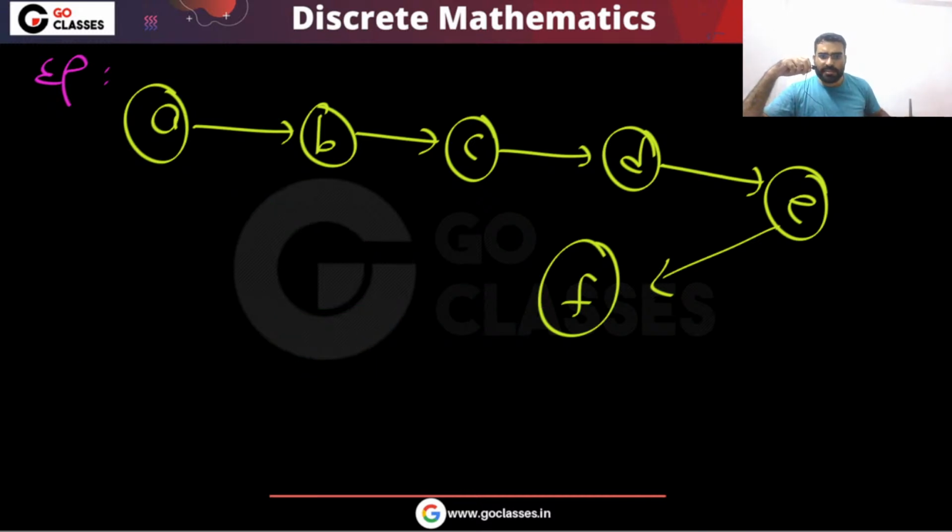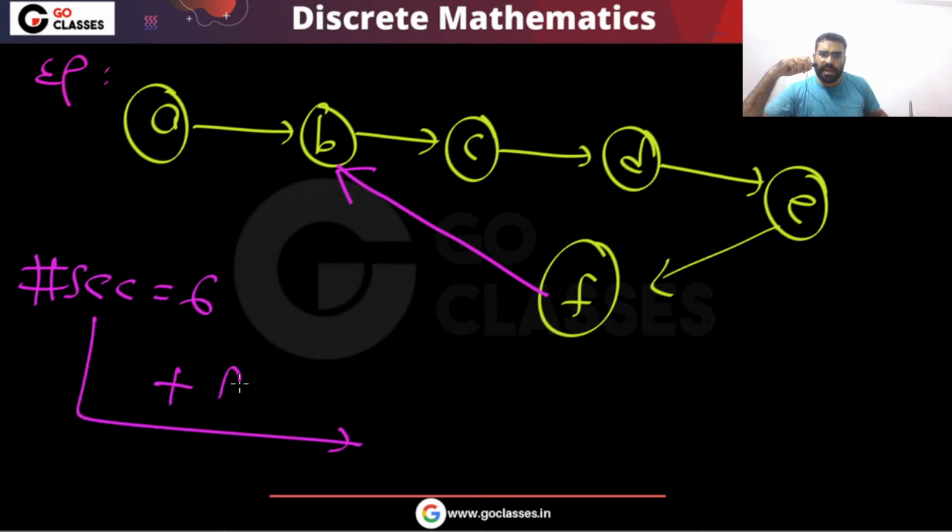If I add this edge, then it will decrease by how much? The number of strongly connected components was 6. If I add this edge, FB, then the number of strongly connected components will be 2.